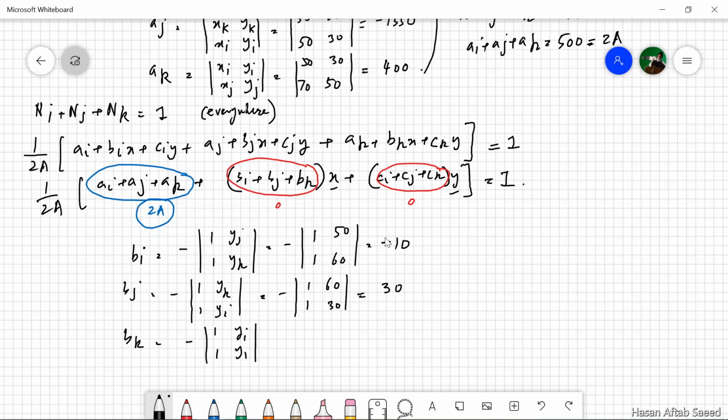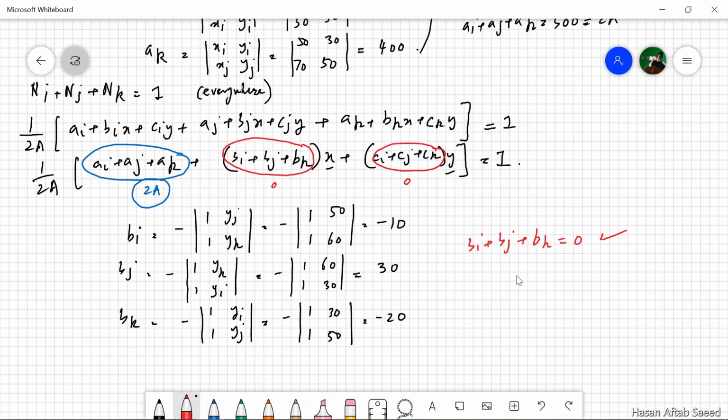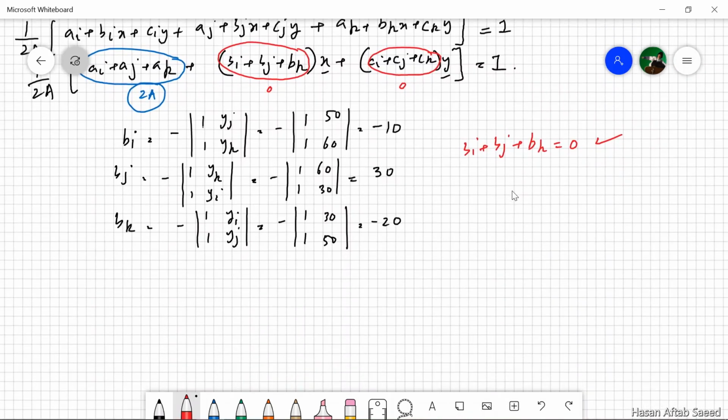And Bk, minus 1, 1. You have i, j, 1, 1. You have 30 and 50 here. So you get minus 20. Again, you check Bi plus Bj plus Bk is equal to 0. So we are going in the right direction.